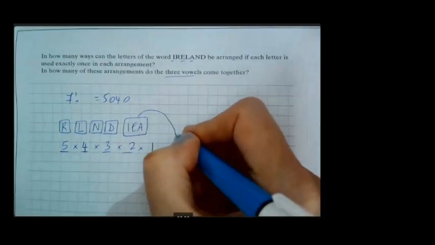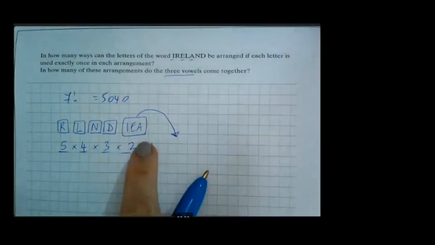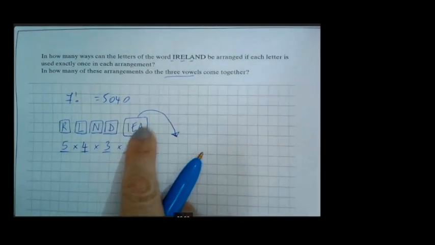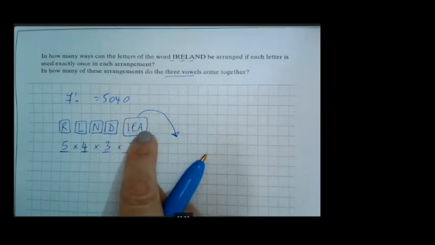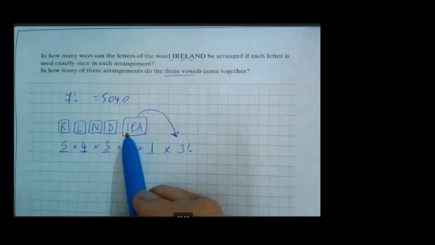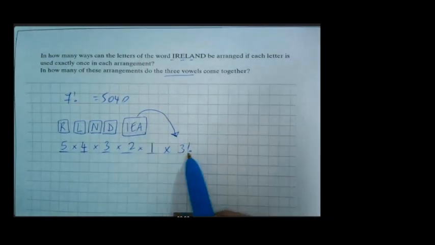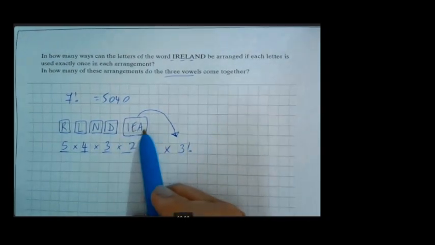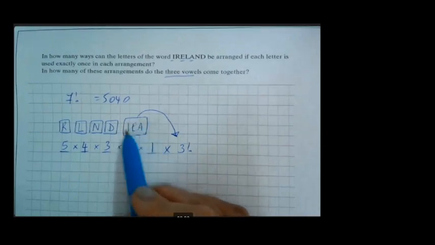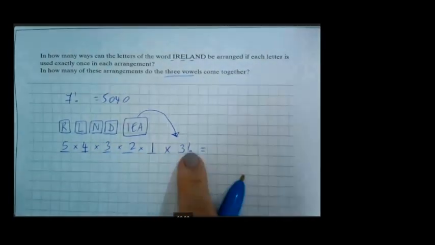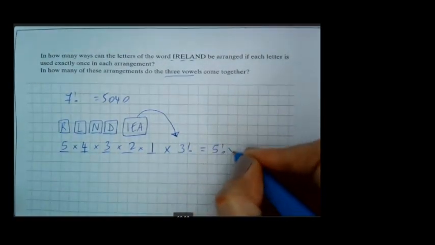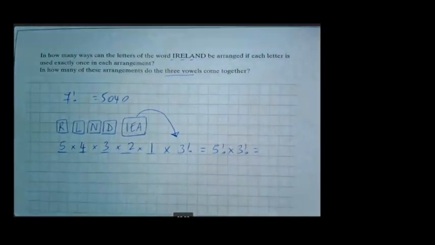And then what I need to consider is, if there's 3 letters on that one tile, how many different ways of arranging 3 letters on a tile are there? And the answer is there's 3 factorial, because that could be IEA or AEI and so on. There's actually 6 possibilities of rearranging the letters IEA on that one tile. So if you have 3 letters, that's 3 factorial ways. So what I'm doing in my whole calculation here is 5 factorial times 3 factorial.